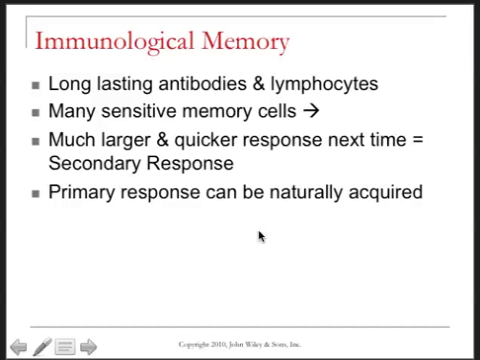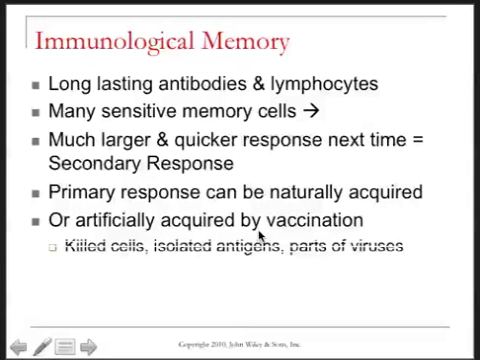The primary response can be naturally acquired, or it can be artificially acquired by vaccination, where we have killed cells, or isolated antigens from pathogens, which is really the majority of vaccines that we use today, or portions of viruses, which we also generate using recombinant DNA technology. We don't actually take live virus and isolate these particles much anymore.